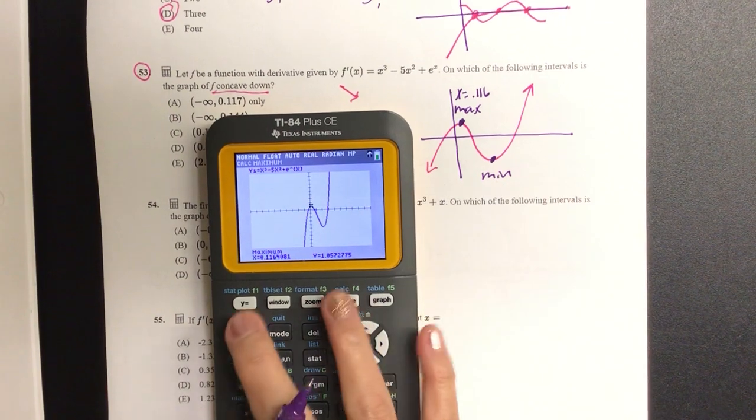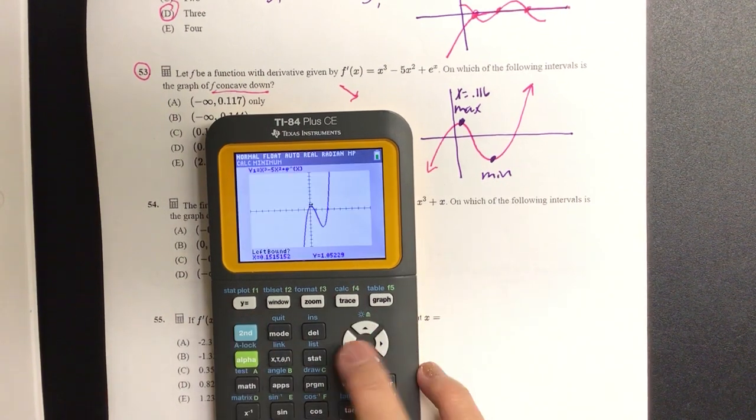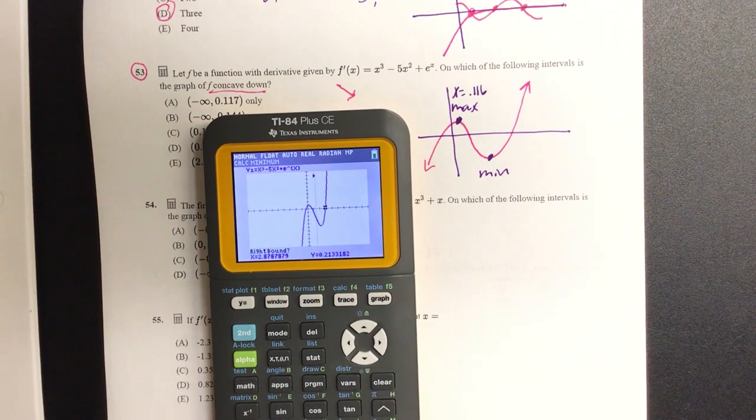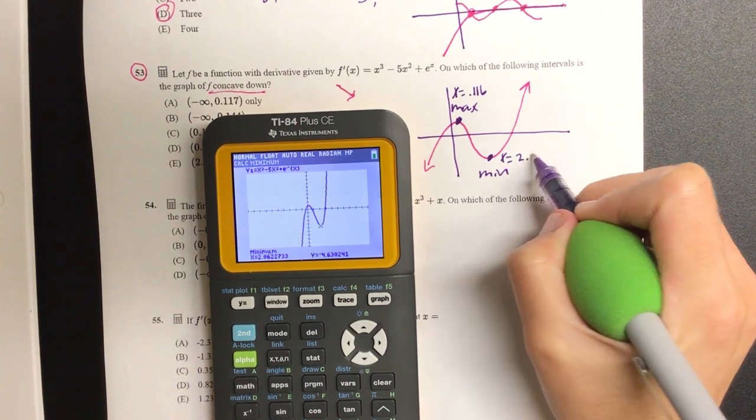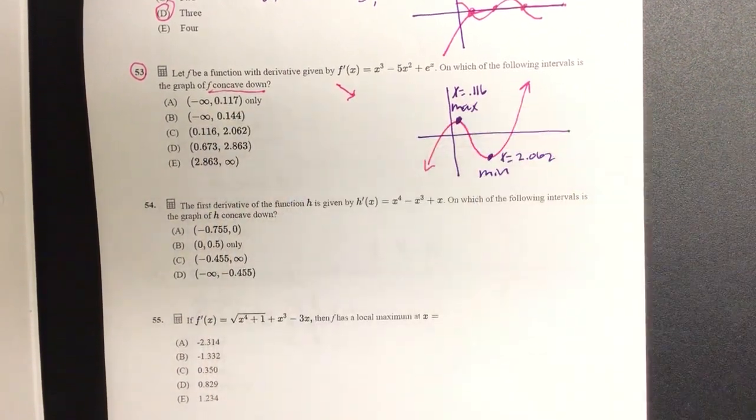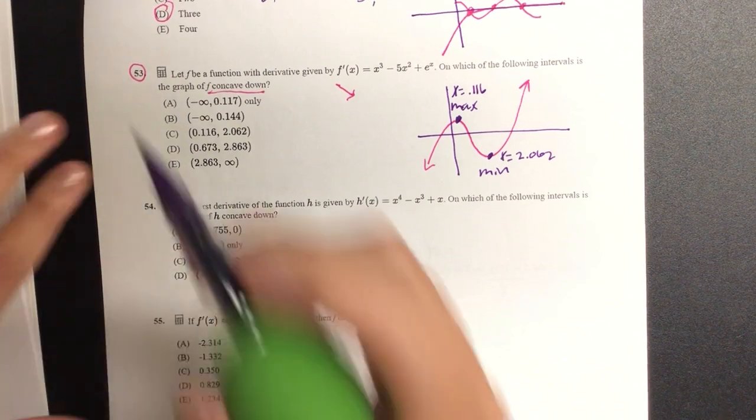For my second one, I need my min. Option 3. Left bound, right bound. Do I want to calculate? It's always yes. So my x value of this is 2.062. And that interval has to be option letter C.